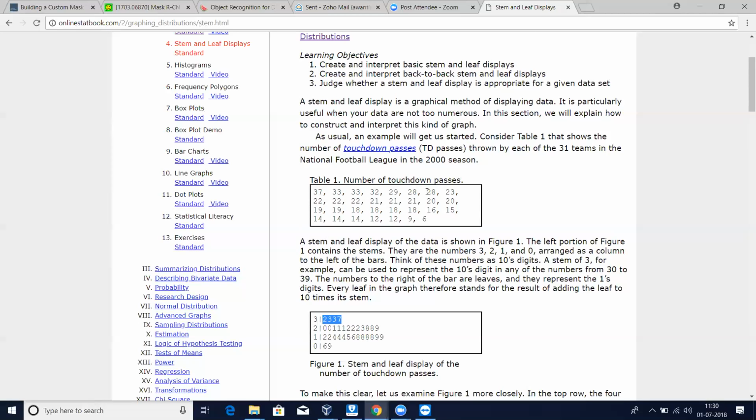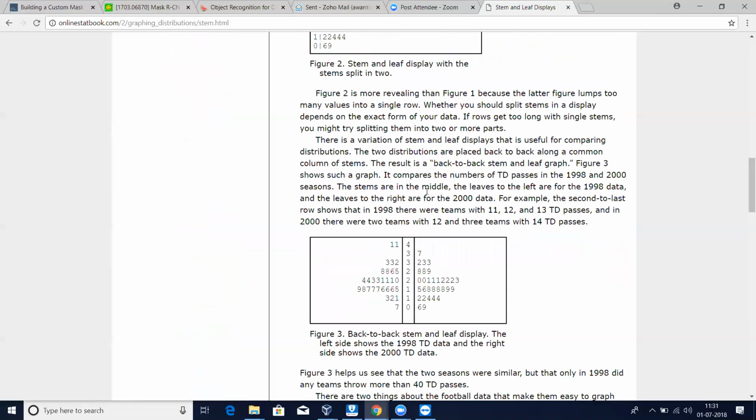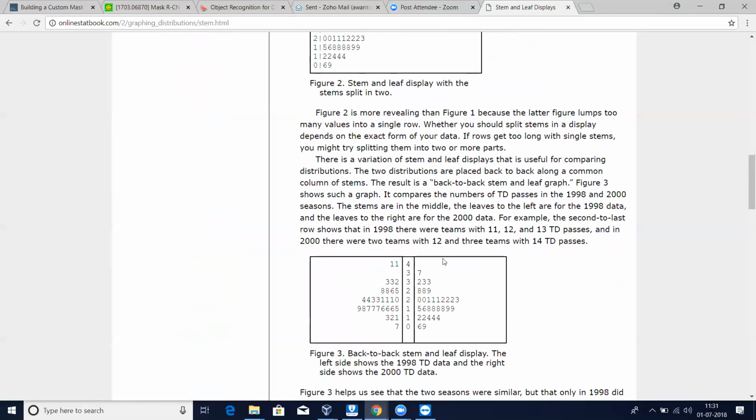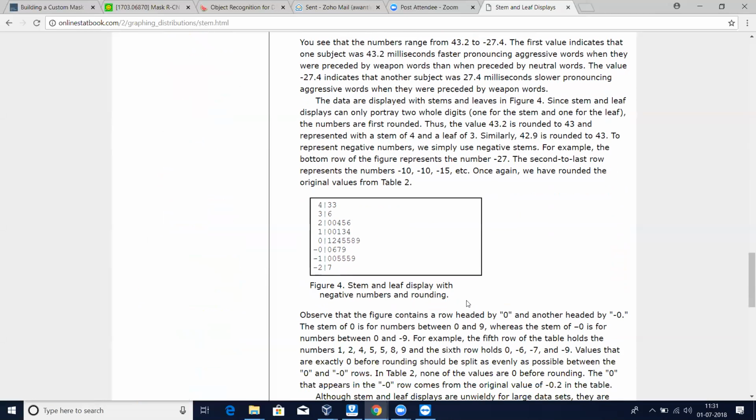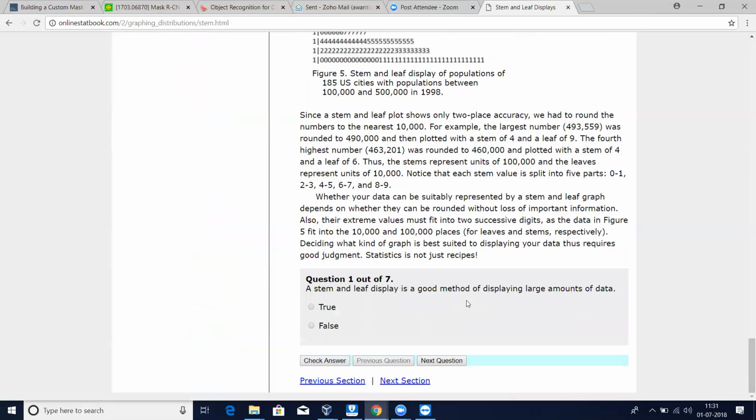What if there are 3-digit numbers? The stem might get thicker. It's just a representation of data which explains the distribution. See here, you're getting some sense of the distribution, right? The distribution is like this. It is fat towards here, it is fat towards here. Got it, right? This is known as the stem and leaf distribution.